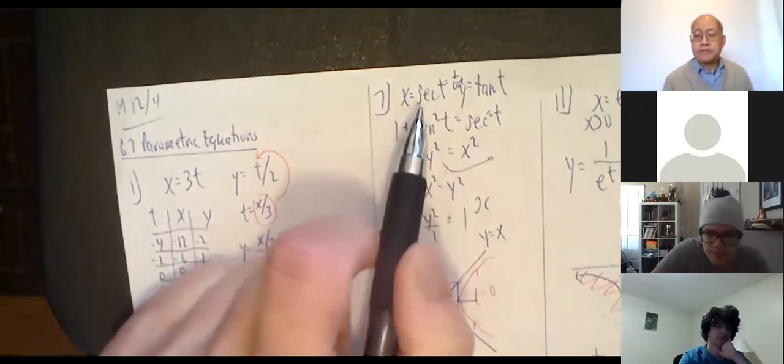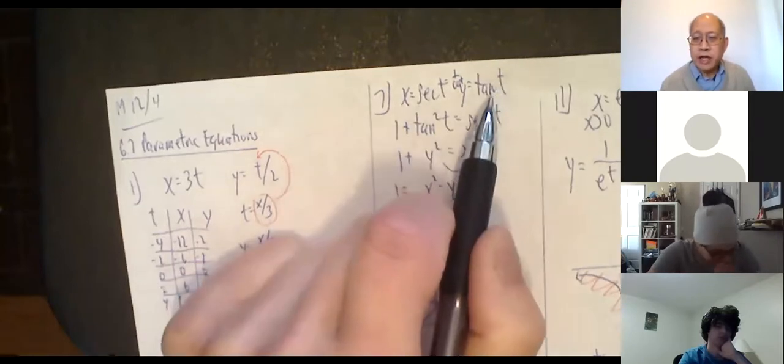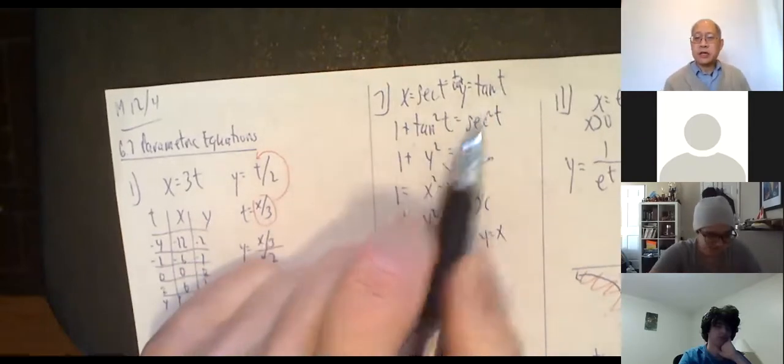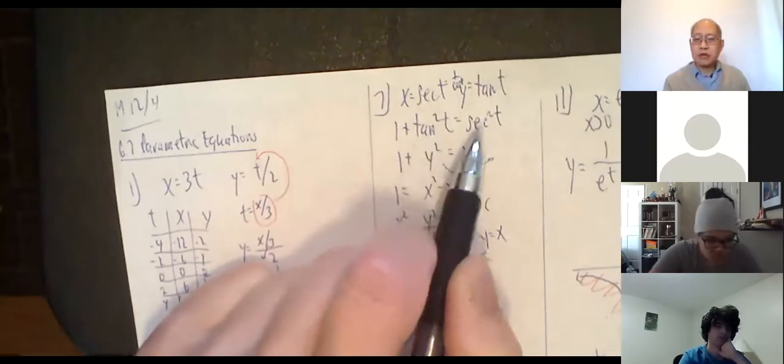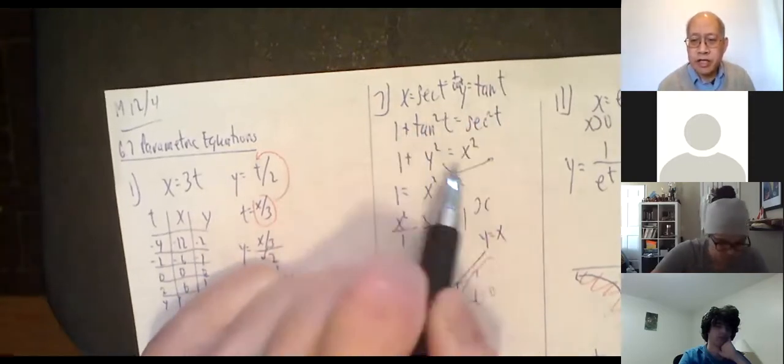Okay. So I have the identity 1 plus tangent squared is secant squared. So I forced it. I squared this to get my secant squared. I squared that to get my tangent squared. And then I just substitute. All right, 1 plus tangent squared is secant squared. What is tangent squared? It's y squared. There it is. What is secant squared? It's x squared.